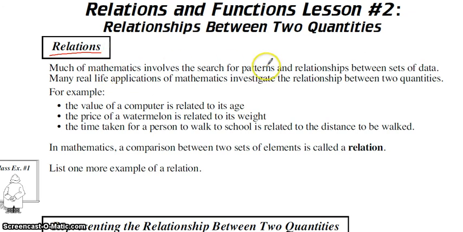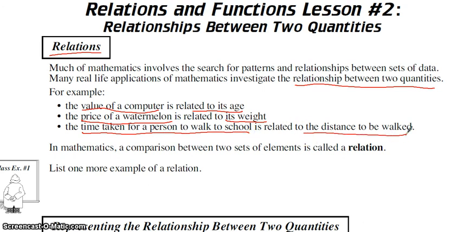So in math, we look at relationships between two quantities. For example, the value of a computer related to its age: the longer it is used, the more it depreciates in price. The price of a watermelon with its weight: the heavier it is, the more expensive it will be. The time taken for a person to walk to school is related to the distance to be walked. So again, relation is a mathematical way to relate two things together quantitatively. A comparison between two sets of data is called a relation.